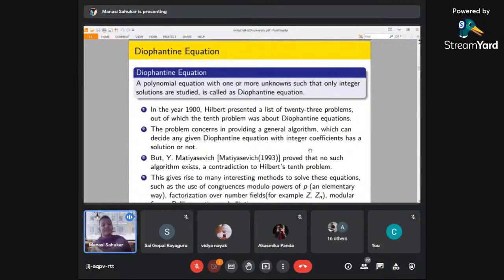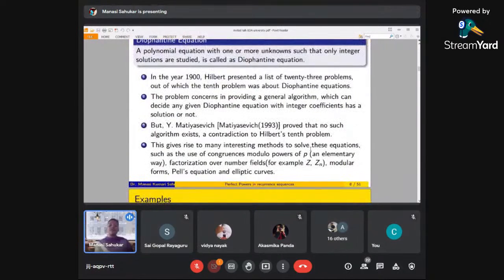This gave rise to many interesting methods to solve these equations, such as the use of congruence modulo powers of p, which is the elementary way we can follow, and factorization over number fields.